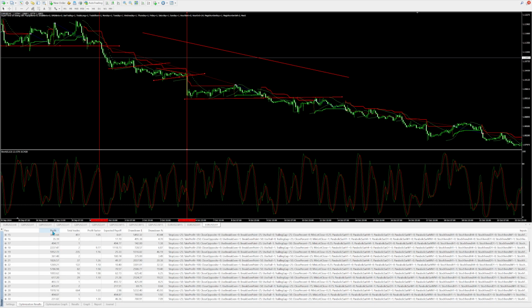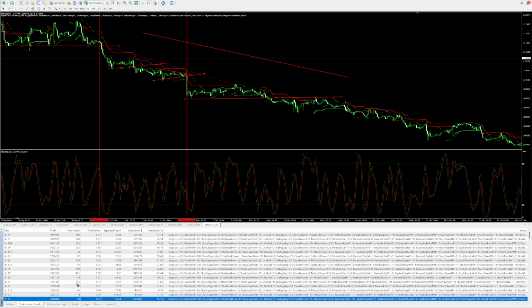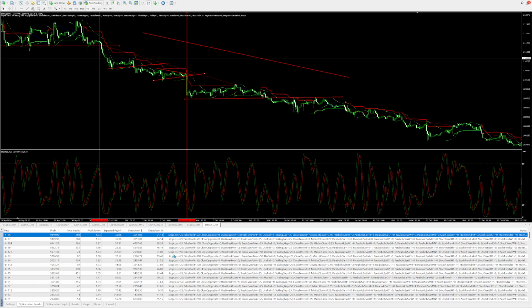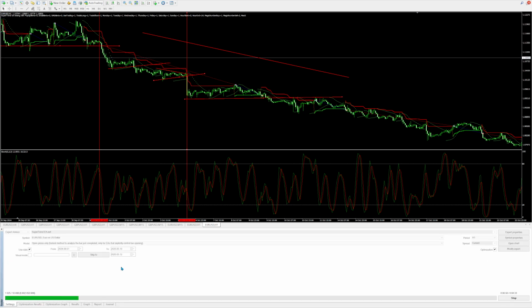You can sort by the profit, the total trades, the profit factor, expected payoff, and the drawdown in monetary or percentage value. So you can just click profit, and that will sort the results by profit. Okay, and this way you can find different combinations of settings to see which work best, depending on your trading preferences and the instrument and the time frame that you've selected.